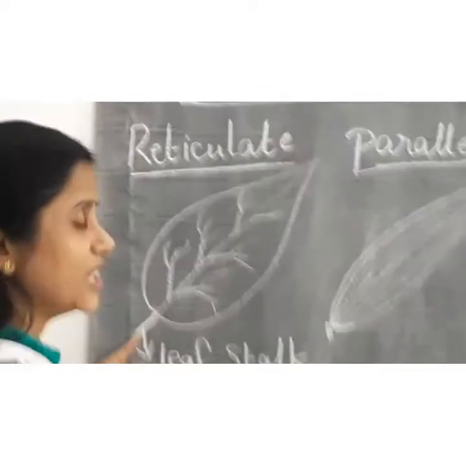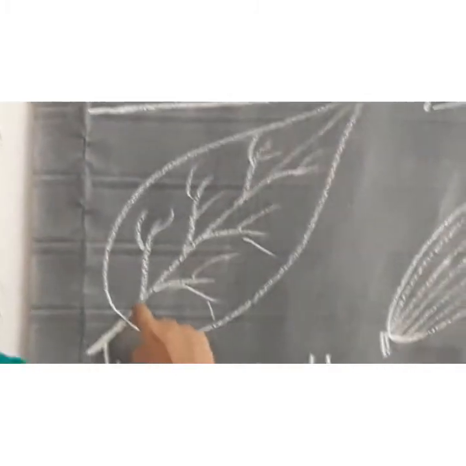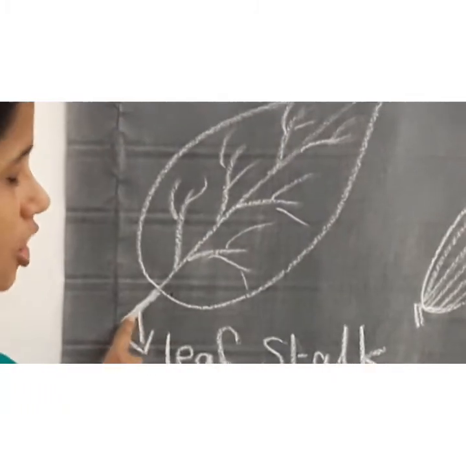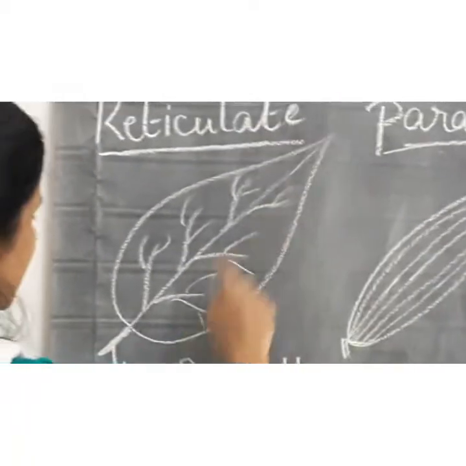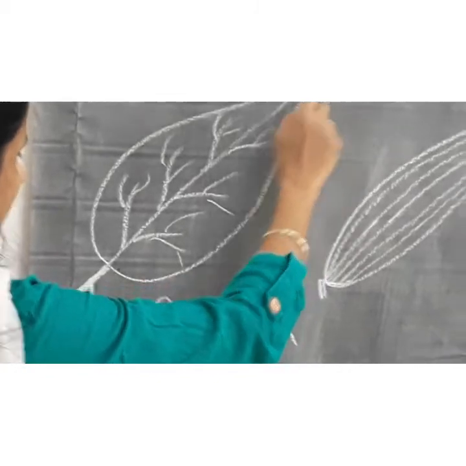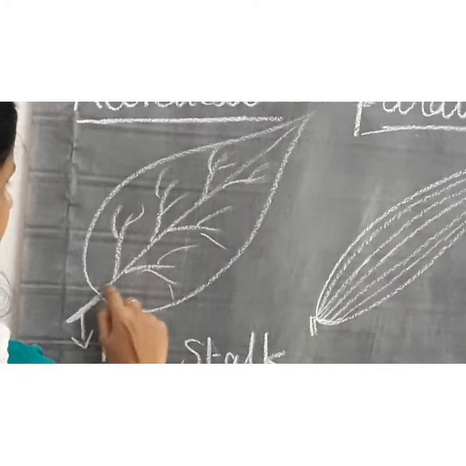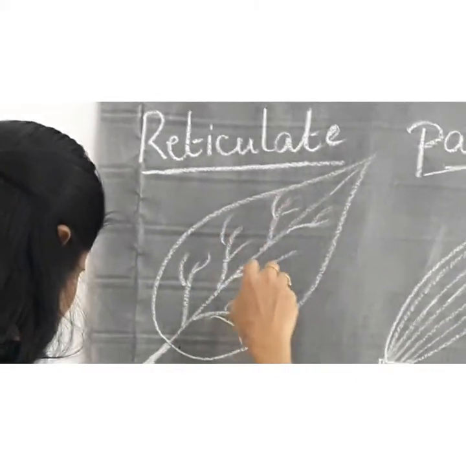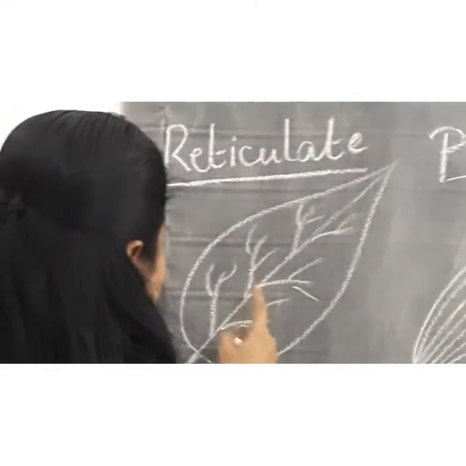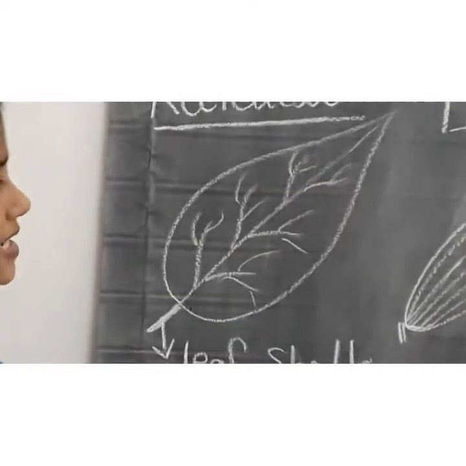It starts from the leaf stalk and ends in the tip of the leaf. Did you see this? This is the main vein, which starts from the leaf stalk and ends in the tip of the leaf. So one main vein will be there, and small branches of veins arise from the main vein, connected to one another like a network.